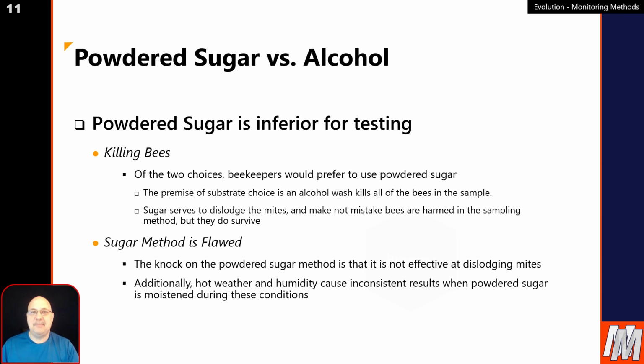As indicated on the previous slide, it needs to be said that there's a popular alternative to the alcohol wash called the sugar shake method. Like the alcohol wash, bees are added to a container, but instead of holding isopropyl alcohol in the test device, the jar contains store-bought powdered sugar. The premise here is the finely ground sugar interferes with the mite's ability to hold on to the bee, and you get the added benefit of not killing the sample bees.